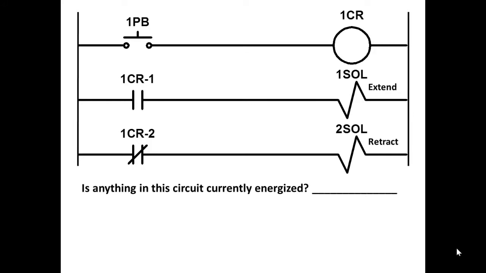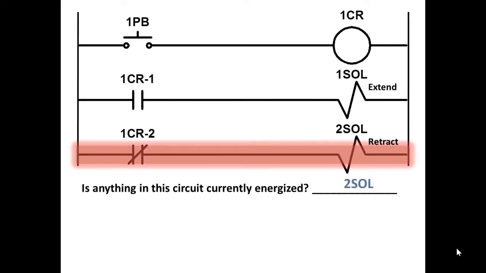If this were a 120 volt circuit, that is. If it was 24 volts DC, you probably have plus voltage on the vertical line on the left and negative on the vertical line on the right. So following the path for current flow, do you see a complete path? Of course you do. Because 1 CR is de-energized, 1 CR-2 is closed because it's normally closed, and it gives a complete path of conduction from the power rung on the left to the power rung on the right, passing through 2 SOL. So that solenoid is energized right now, and it has shifted the spool in the valve to allow compressed air to go to the front of the cylinder and push the piston all the way to the back so it's in the retracted position.